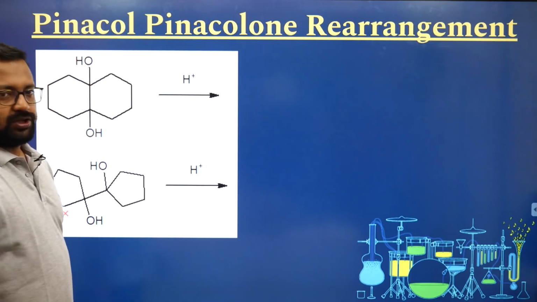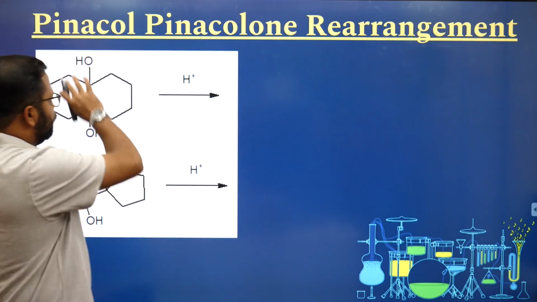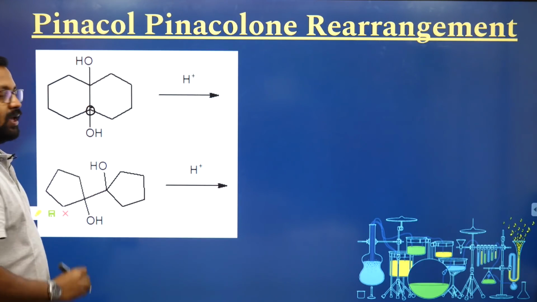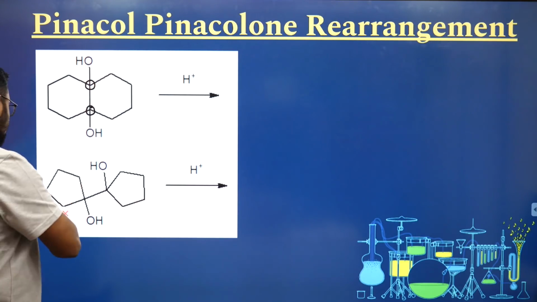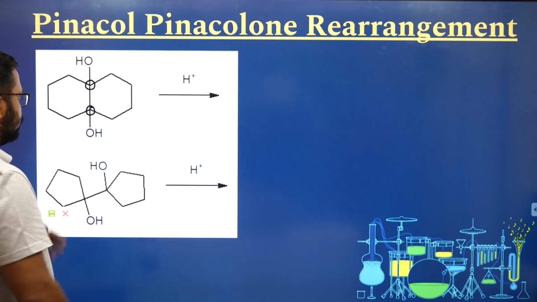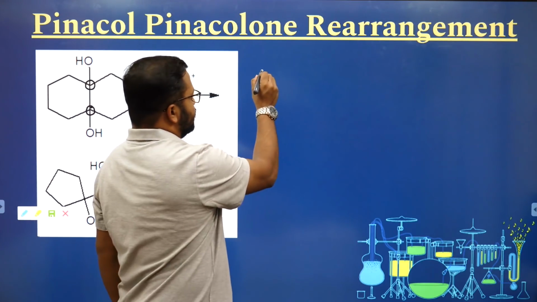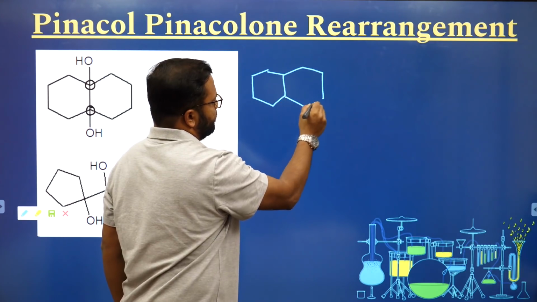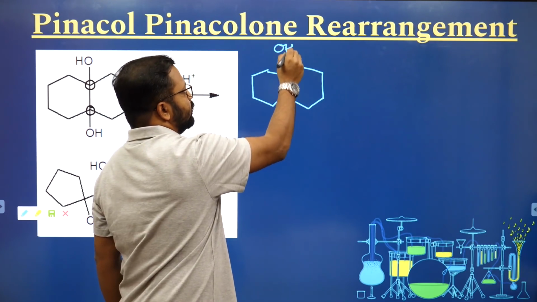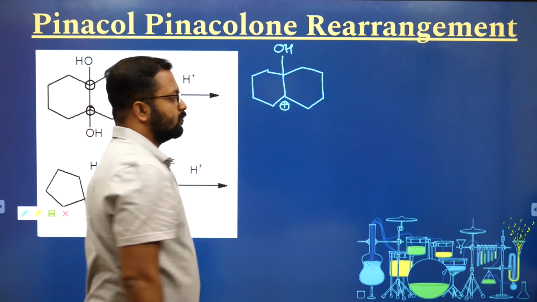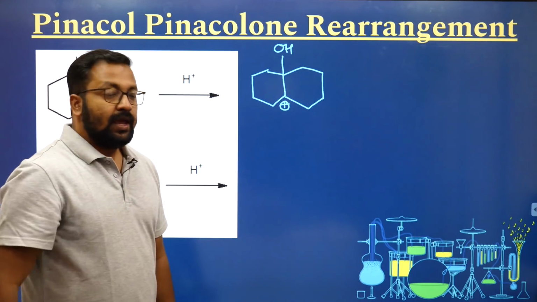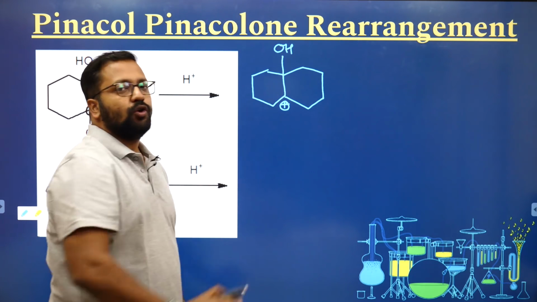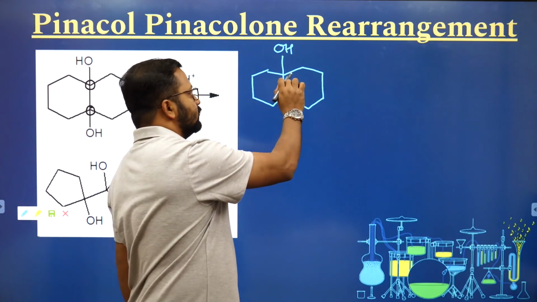Let's take the first question. I can form a carbocation at either of the 2 points. So I can form a carbocation over here, or I can form a carbocation over here. If I form a carbocation at any of these 2 carbon atoms, I can get something like this. Okay, I'll get something like this. Now what will happen? In absence of any migratory group, the ring will contract.